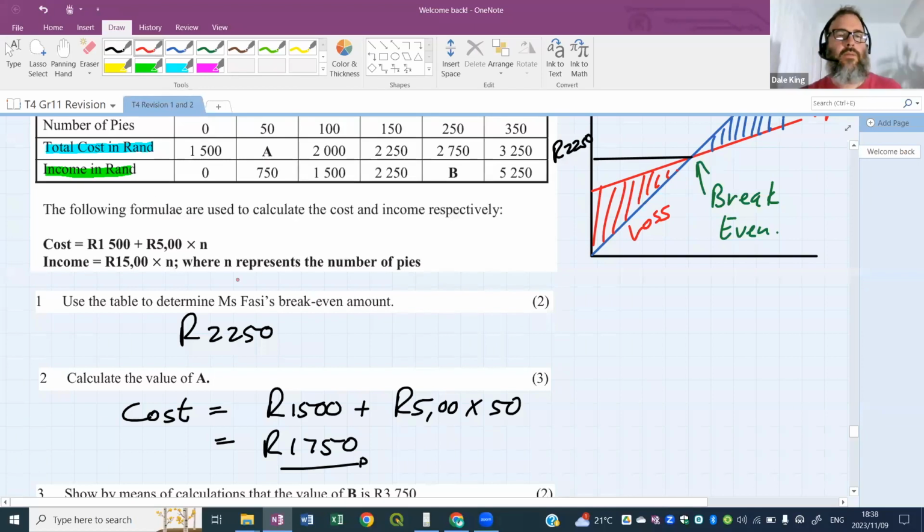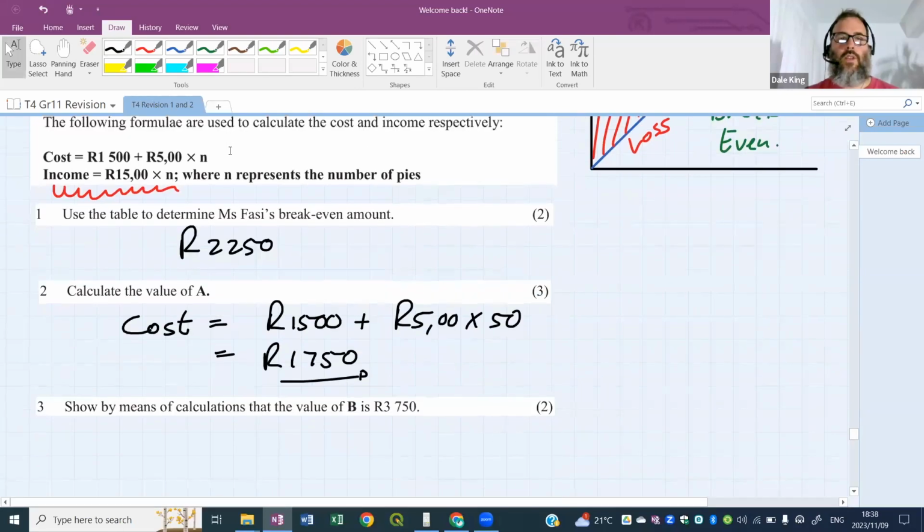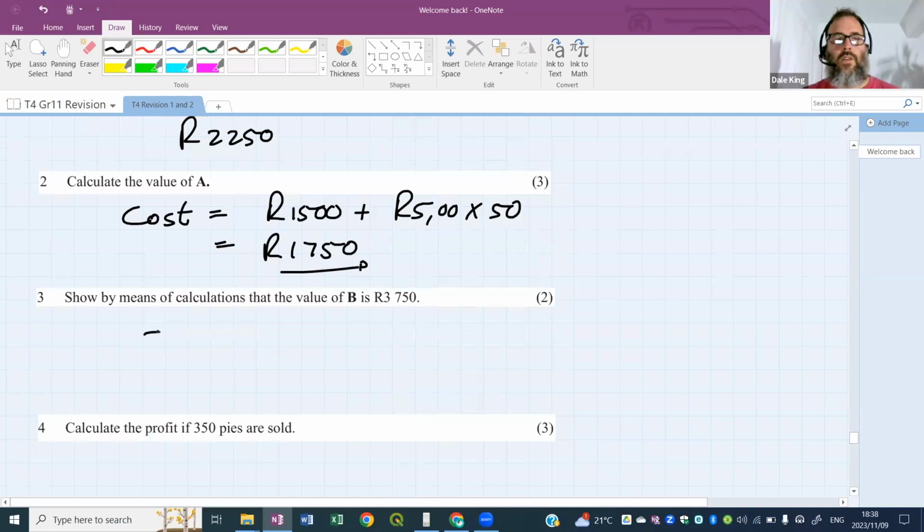Very good. All right, so for income, B is in the income row of the table. We need to use this formula here: 15 times N, where N is the number of powers. Yes, good job. All we need to do is say 15 times 250, because we've got 250 powers here. This is an income calculation, and it's 15 times 250.